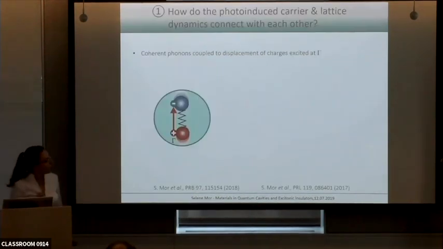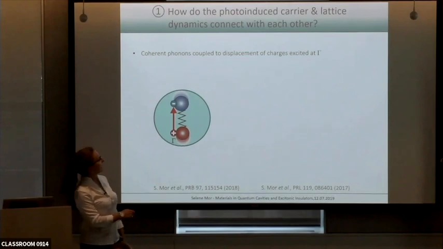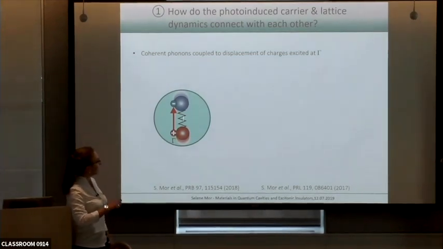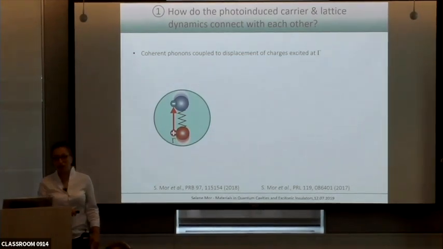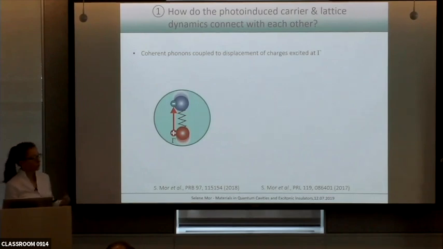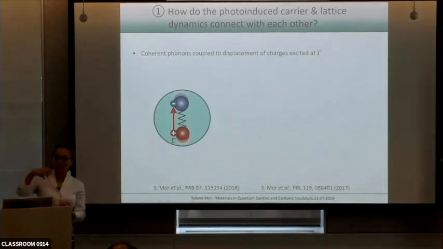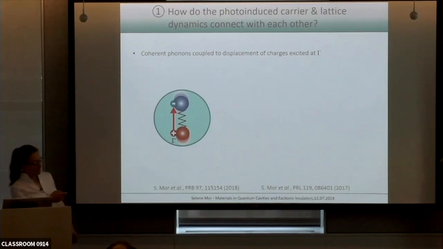So, a quick summary of this first part. I've shown you that the coherent excitation of the lattice occurs via coupling of phonons to displacement of charges which are excited at the gamma point, as signalized by the saturating mechanism.